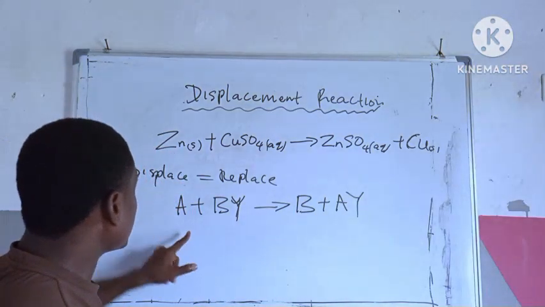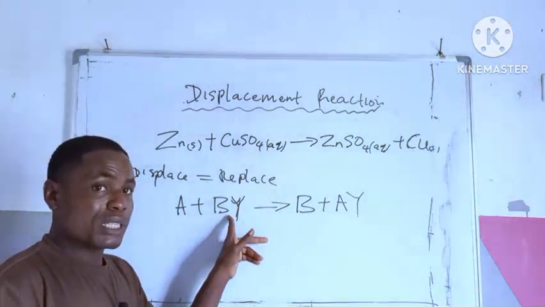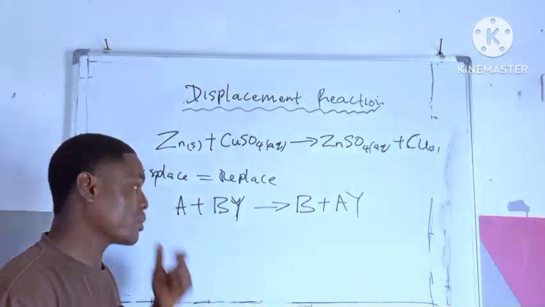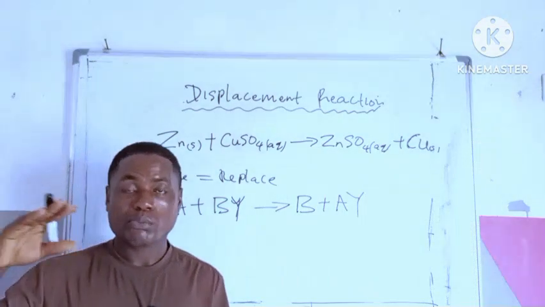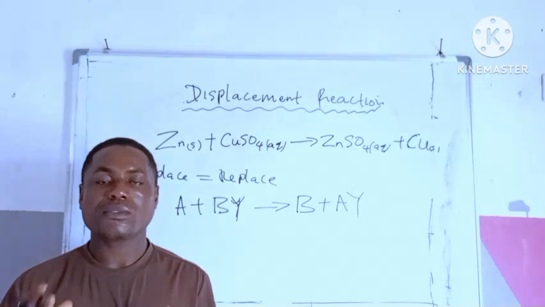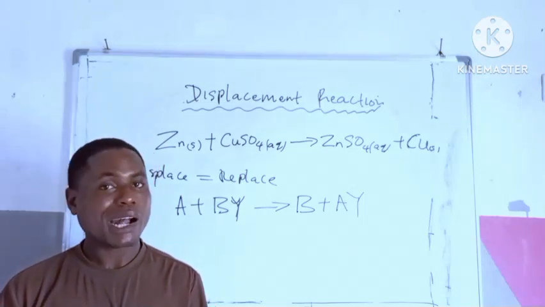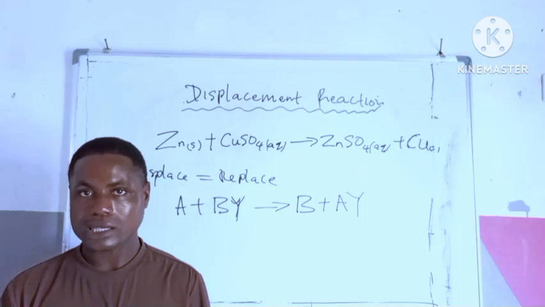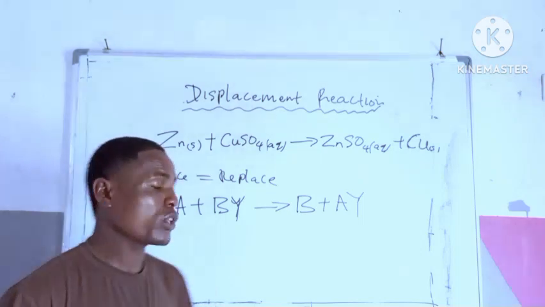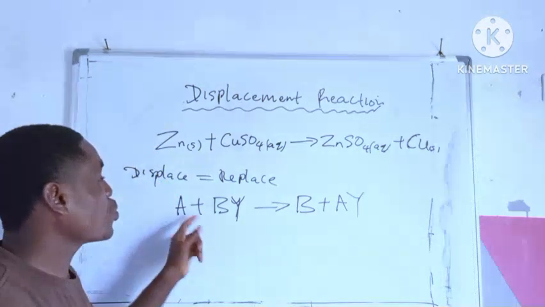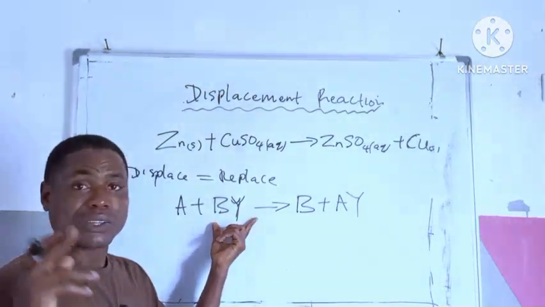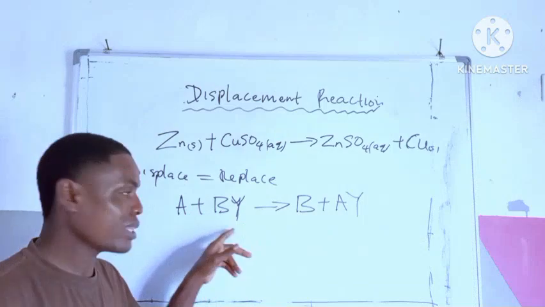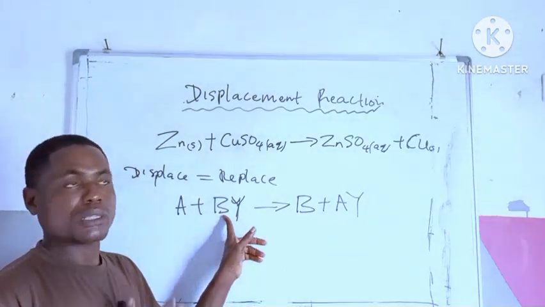Now, the reason why A can replace B in this reaction is because A is more reactive, meaning that the more electropositive ones are more reactive than the less electropositive ones, and also the more electronegative ones are more reactive than the less electronegative ones. So for A to replace B in this reaction, A is more reactive than B. That is why it can replace B in this reaction.